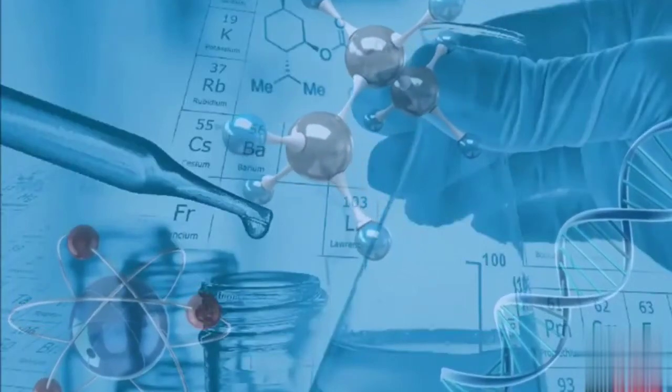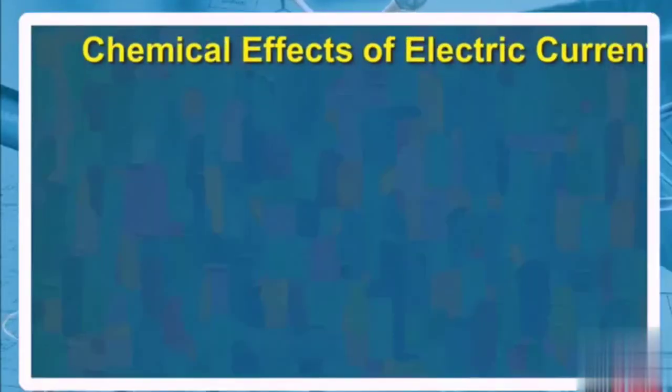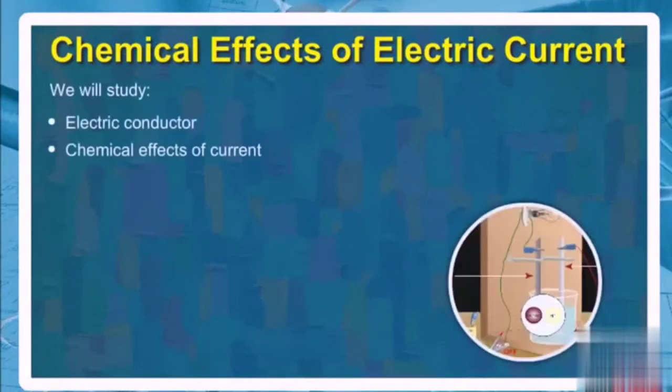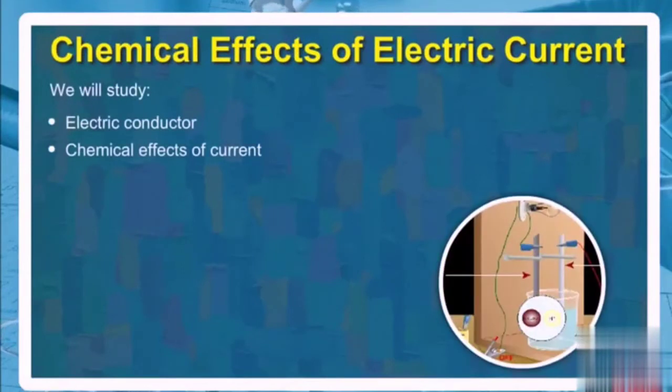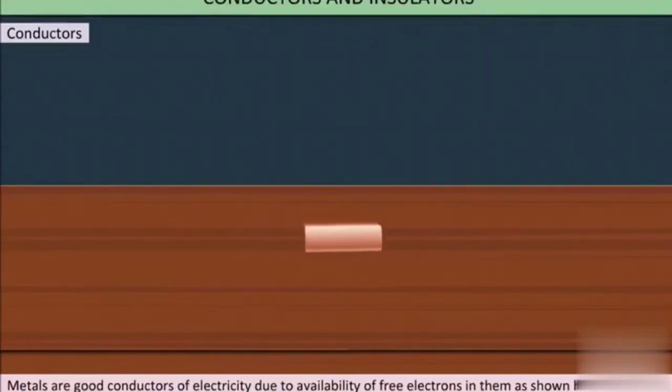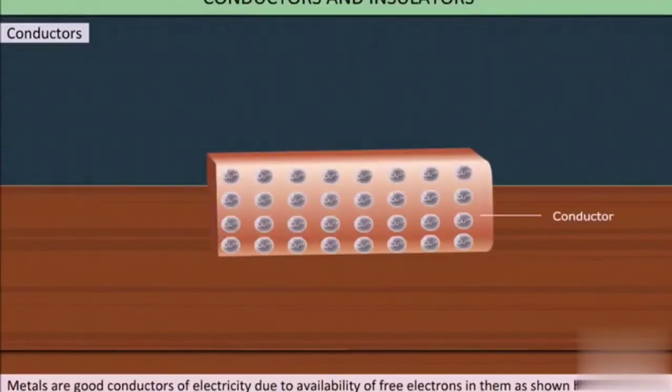Good morning, children. Today we are going to start a new chapter, Chemical Effect of Electric Current. In this chapter, we will learn about conductors and insulators, heating effect of electric current, magnetic effect of electric current, and chemical effect of electric current. What are conductors and insulators?